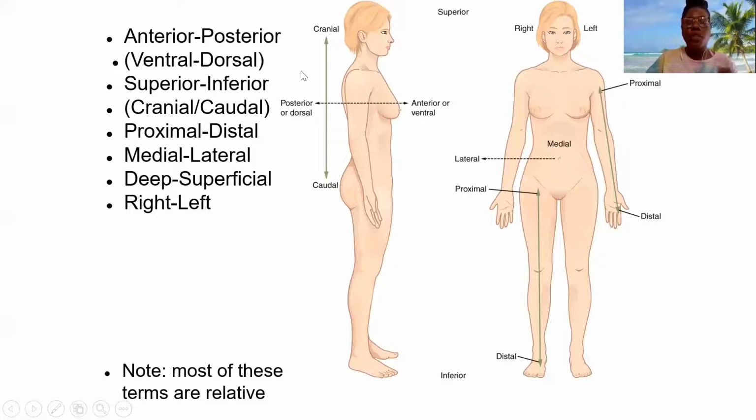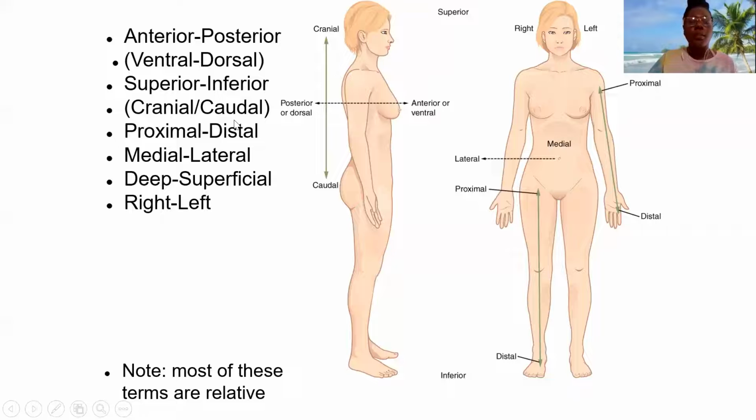The third set of terms here is superior, inferior. In simple, this is going to be top, bottom. Superior is going to be anything towards the top of the body or towards the head. And then inferior is going to be positioned inferiorly or below or towards the feet. Again, this can be relative. So while I can describe the thorax as being inferior to the head, I can also describe the lower extremities as being inferior to the thorax.